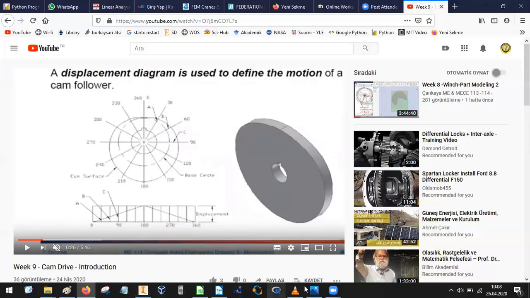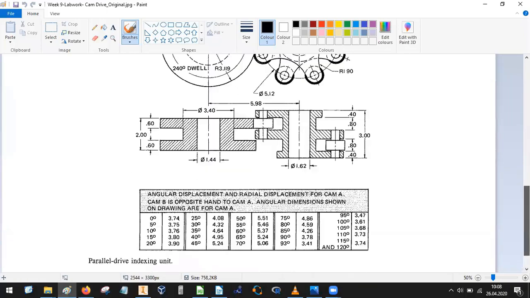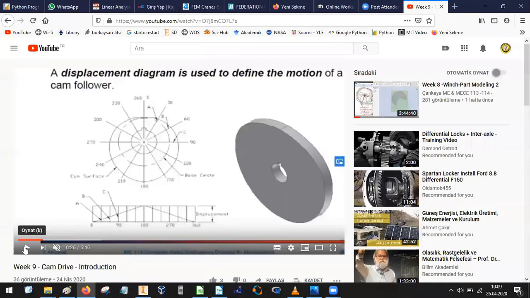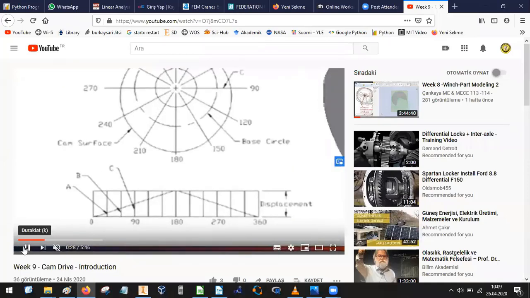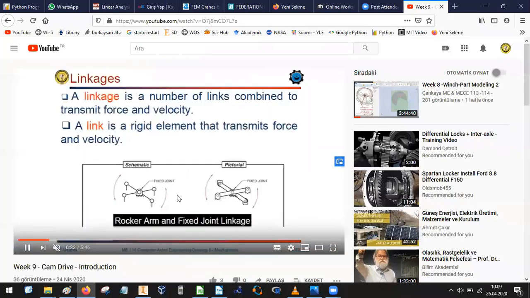In this other example, we have divided our cam into 26 segments. Here we have 5 degrees up to 120, and after 120 we have a steady motion at that cam site. Okay. The next, in this cam, we define our follower movement with this displacement diagram.